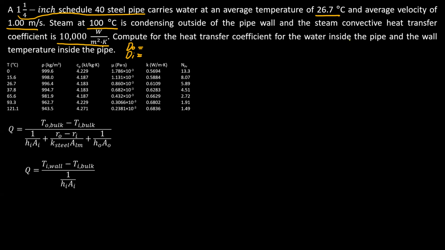So we have the temperature of the bulk fluid inside the pipe, and this is water. Temperature of the bulk fluid outside the pipe, this is steam, and we have the HO, the heat transfer coefficient of the fluid outside.